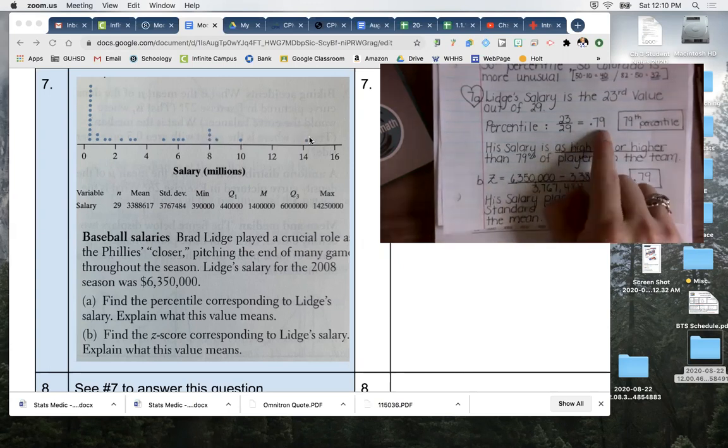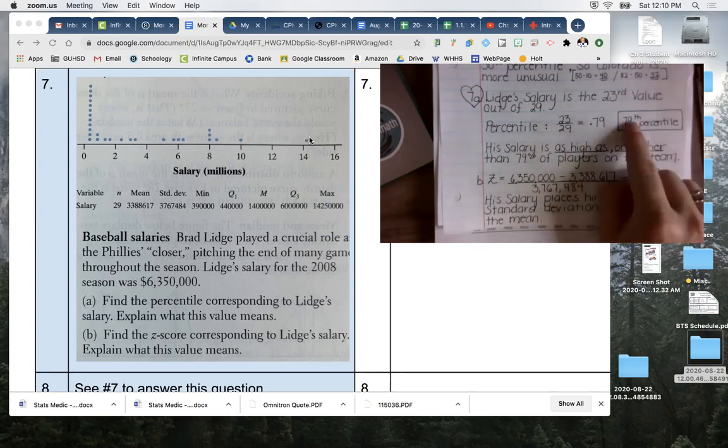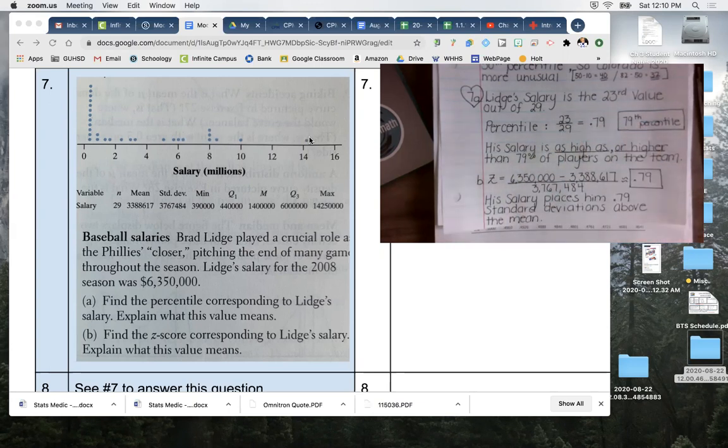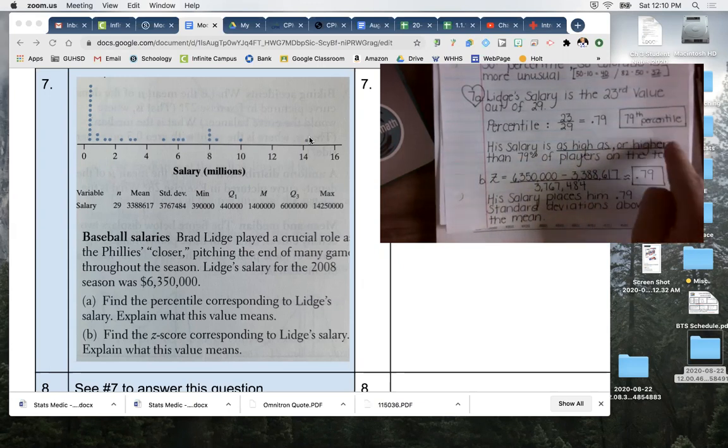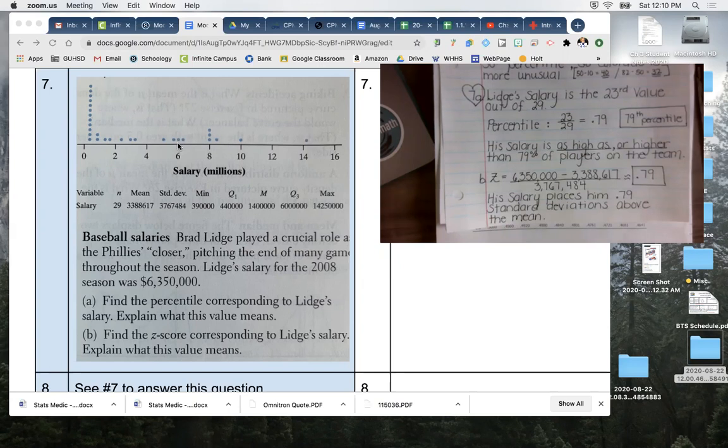He actually was at a high percentile. There weren't many people making more than him. So 23 divided by 29 places him at the 79th percentile. So his salary was as high as or higher than 79% of players on his team.